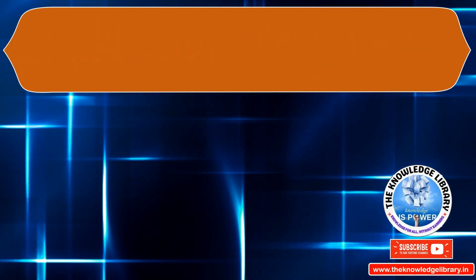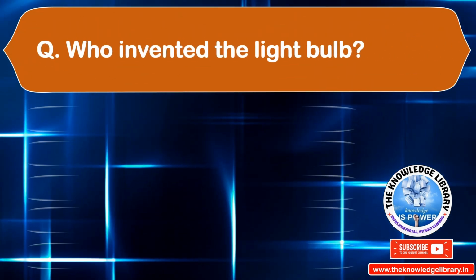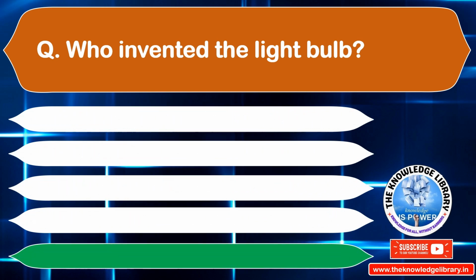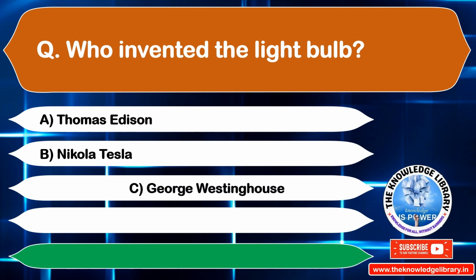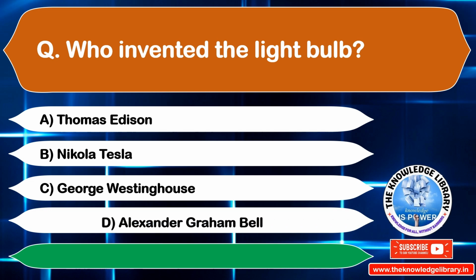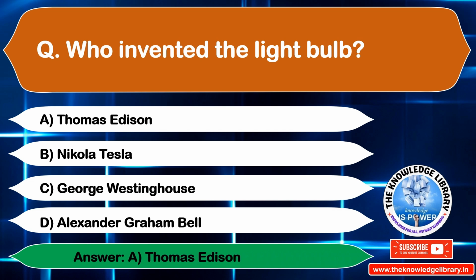Moving to the next question. Who invented the light bulb? Option A, Thomas Edison. Option B, Nikola Tesla. Option C, George Westinghouse. Option D, Alexander Graham Bell. The correct answer is option A, Thomas Edison.